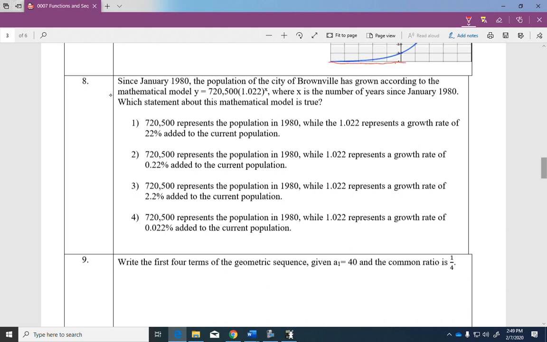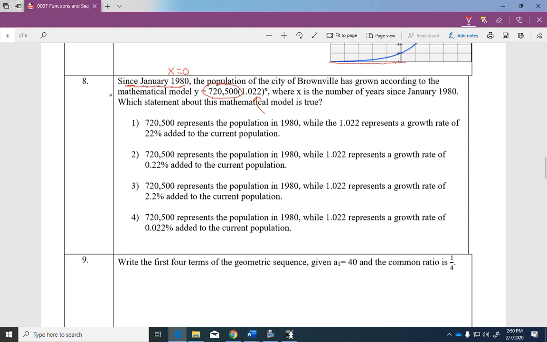Another multiple choice. Since January 1980, whenever we see "since," remember that's like when x equals 0, the population of the city has grown according to this model. X is the number of years since 1980. Which statement about this mathematical model is true? Before you even look at the choices, I know this number is my initial amount. It's the population in the year 1980. I know that this number is my growth factor.